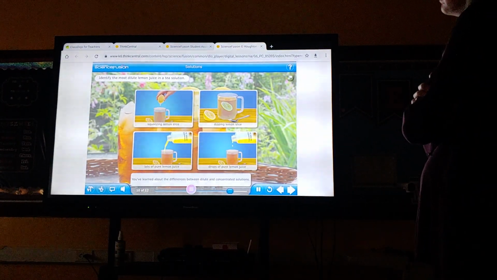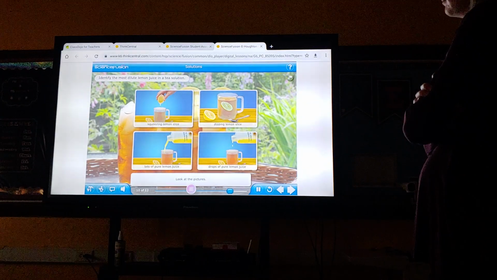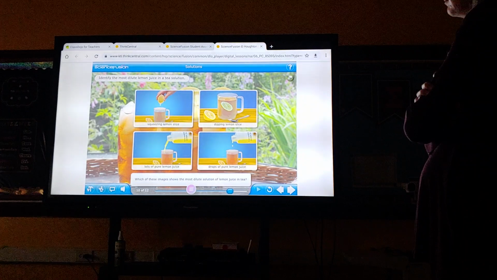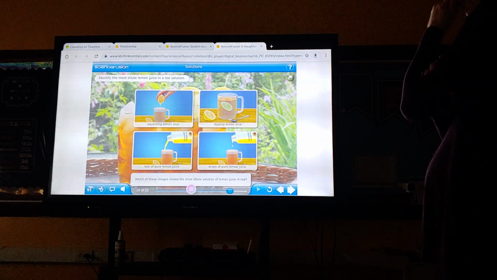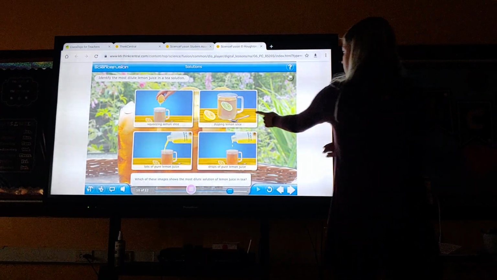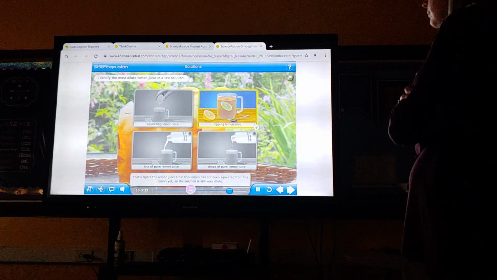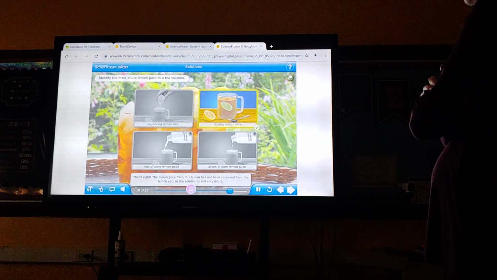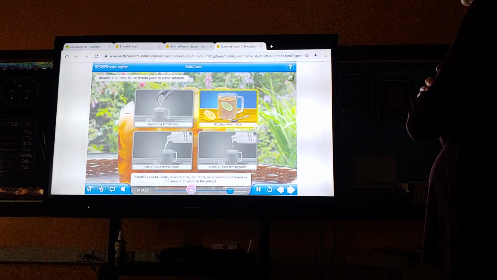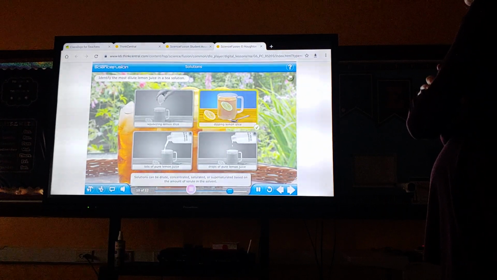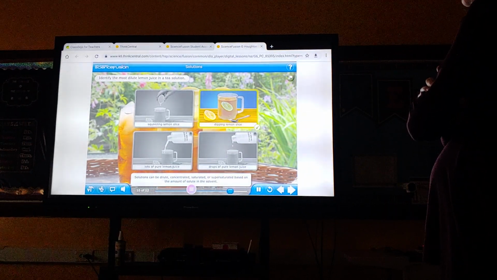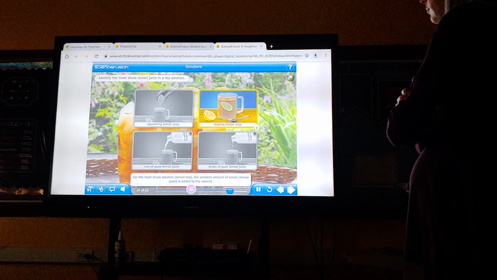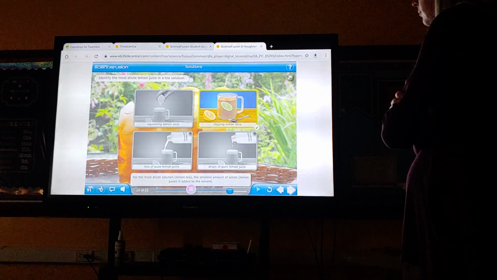You've learned about the differences between dilute and concentrated solutions. Look at the pictures. Which of these images shows the most dilute solution of lemon juice in tea? That's right. The lemon juice from this lemon has not been squeezed from the lemon yet, so the solution is still very dilute. Solutions can be dilute, concentrated, saturated, or supersaturated based on the amount of solute in the solvent. For the most dilute solution, lemon tea, the smallest amount of solute, lemon juice, is added to the solvent.